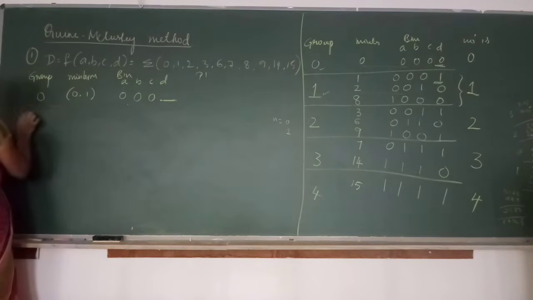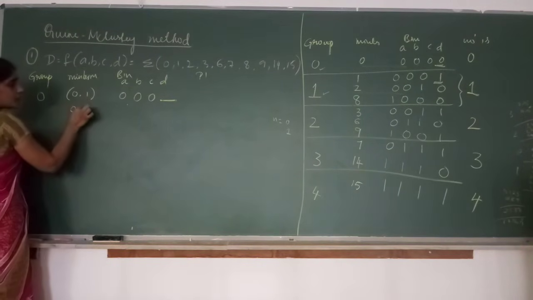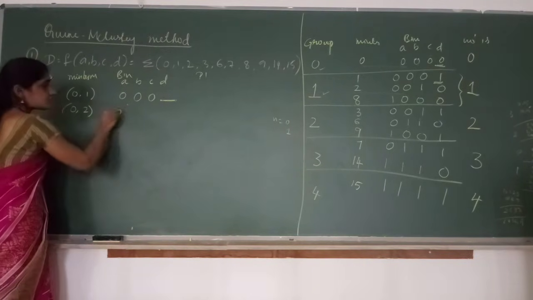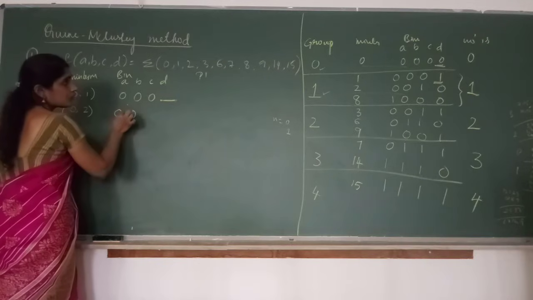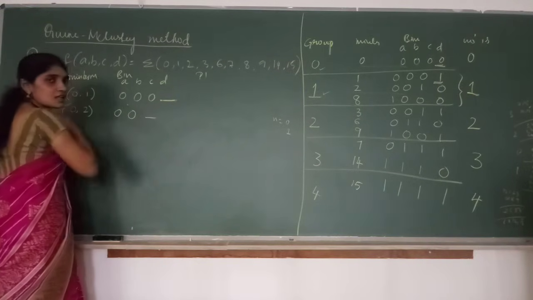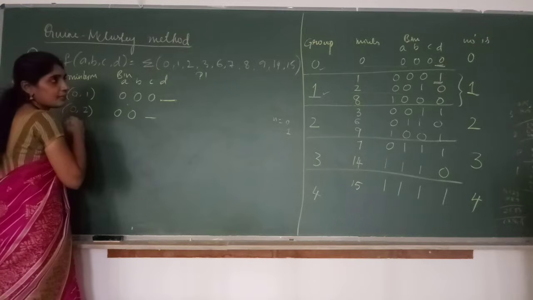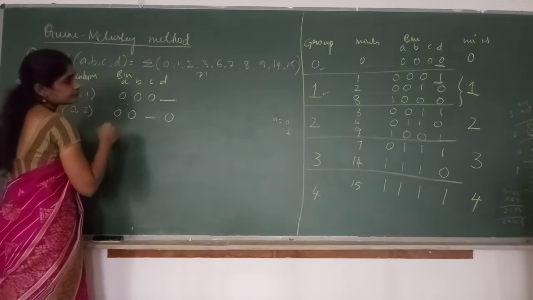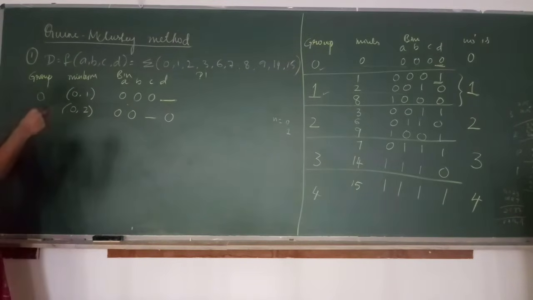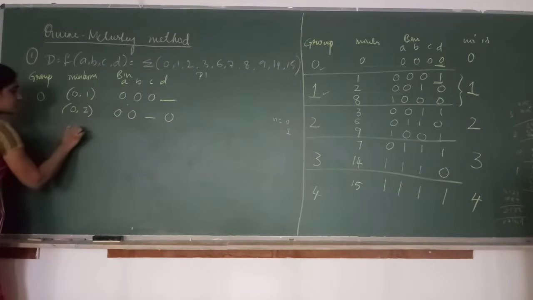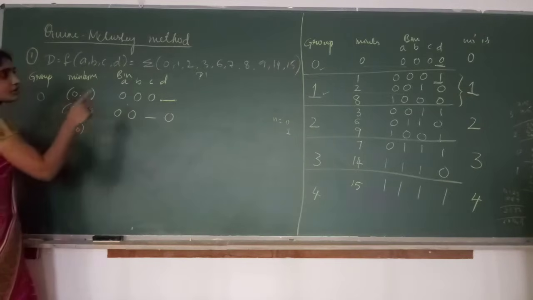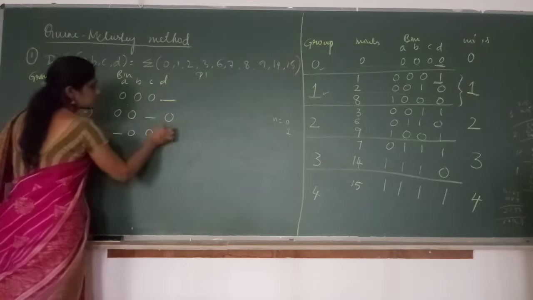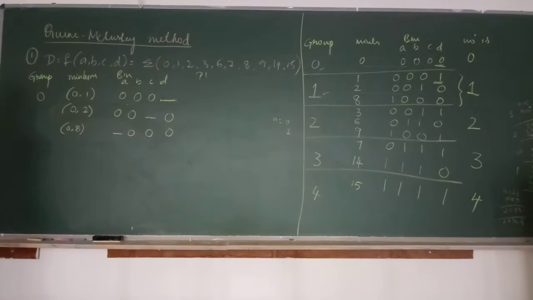So what is the next grouping? 0, 2. If you group 0, 2, what is A? 0. What is B? 0. What is C? Dash. The C variable is different, so that will be eliminated. D is 0. Okay, next. 0 with 8? Yes, 0 with 8 also you get only one variable difference, that is A. Dash 0, 0, 0. So this is how we group the cells.